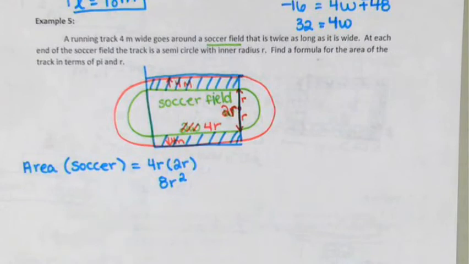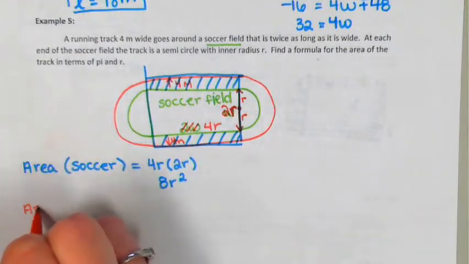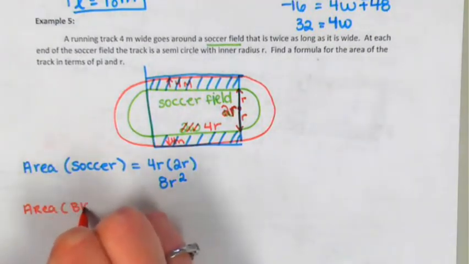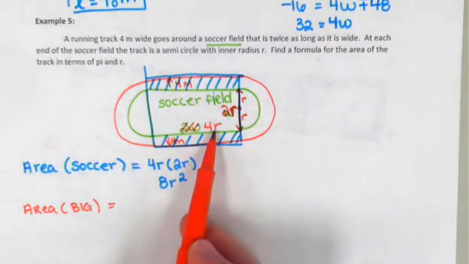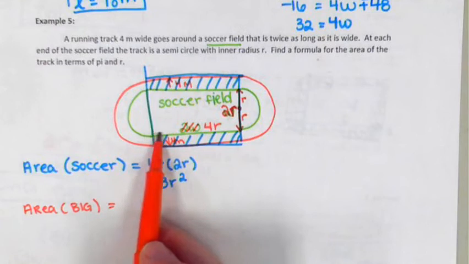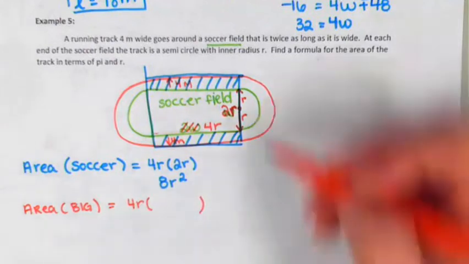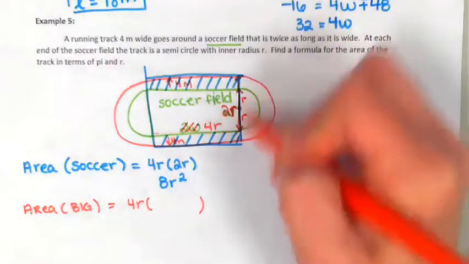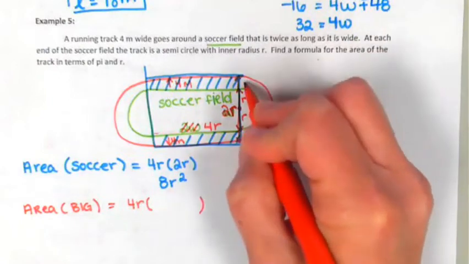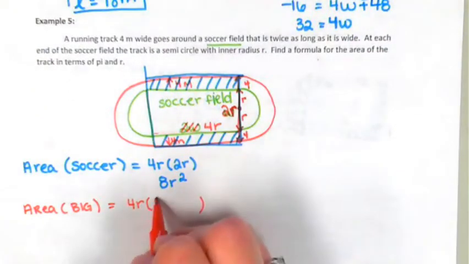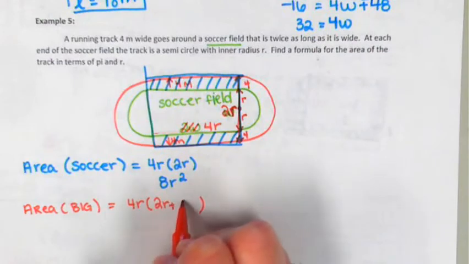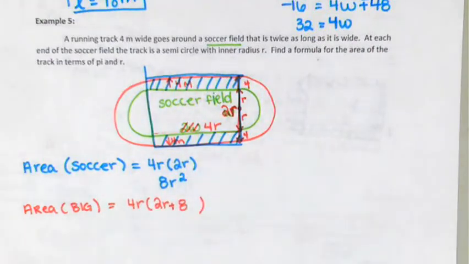Okay. Now, let's go ahead and find the big area. So the big rectangle. All right. So my length is still going to be what? 4R. Now my width is what changes because we're adding what to each side of my 2R? 4. So my width now is 2R plus what? 8. Why is it 8 and not 4? Because you're adding 4 to the above and 4 to the below it, right?